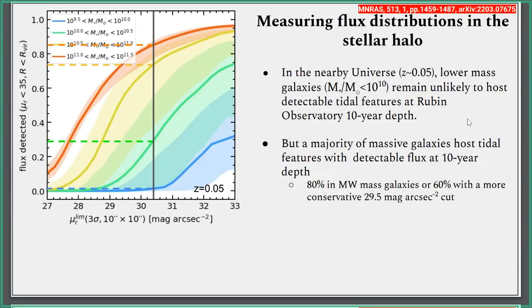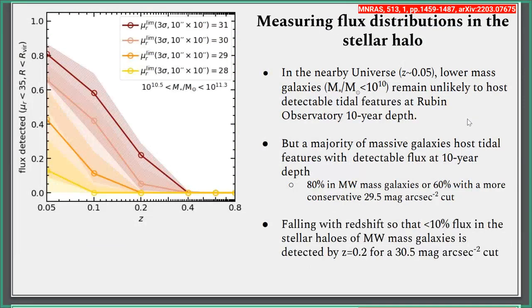But for a majority of the more massive galaxies, red, 10 to the 11 to 10 to the 11.5, yellow, 10 to the 10.5 to 10 to the 11, a majority of these objects will host detectable tidal features at a 10-year depth. So about 80% of Milky Way mass galaxies with this 30.5 magnitude per square arc second cut. If we take a more conservative cut of 29.5, then we can expect to see about 60% of these objects with tidal features. And of course, this is going to fall as we go to higher redshift.